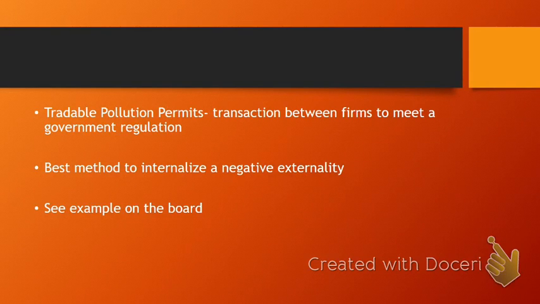So with tradable pollution permits, we would have a couple companies. So there's two companies on the river, and the EPA limits the two factories to 300 tons of glop each.